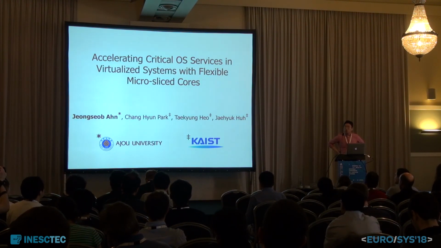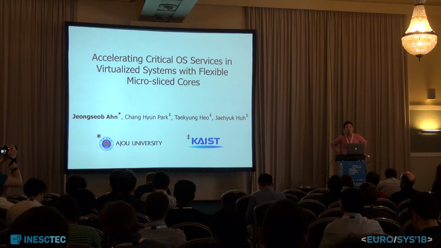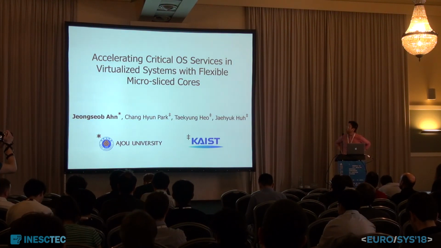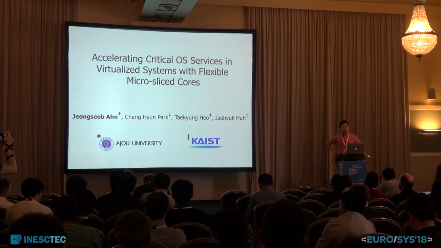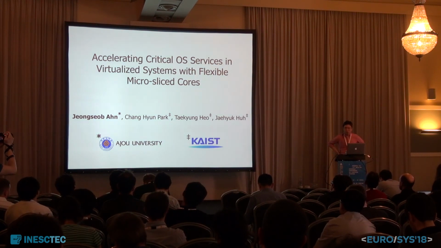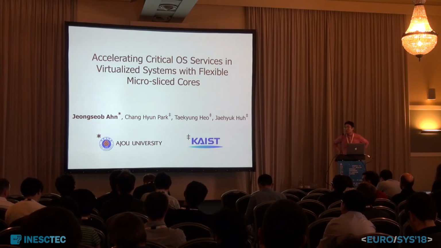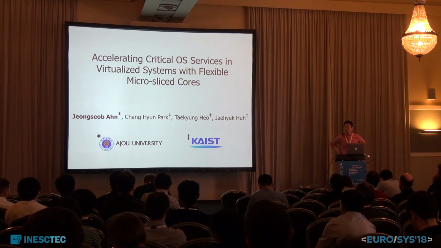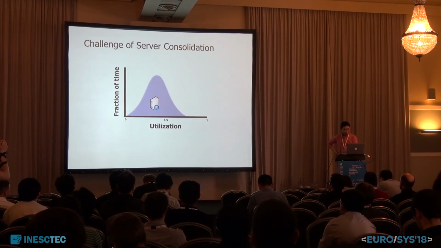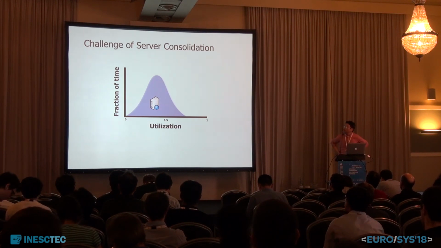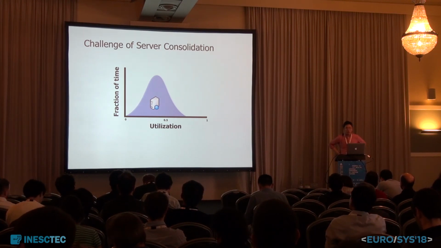Today, I'm going to tell you about how we are able to minimize the negative artifact of CPU consolidation by introducing flexible micro-sliced cores. This is a joint work with my colleagues at KAIST, Changhyun Park, Taekyung Ho, and Jaehyuk Huh. Let's start with the server utilization issue.